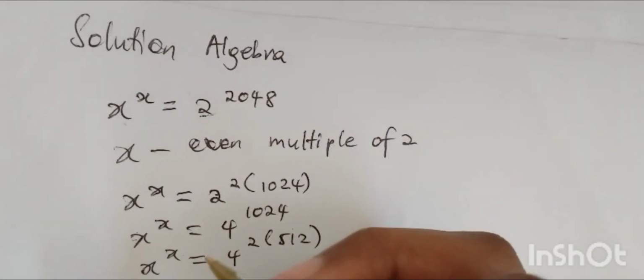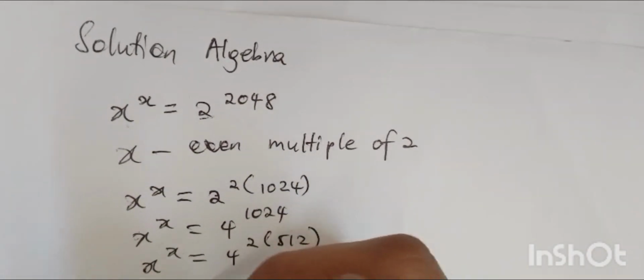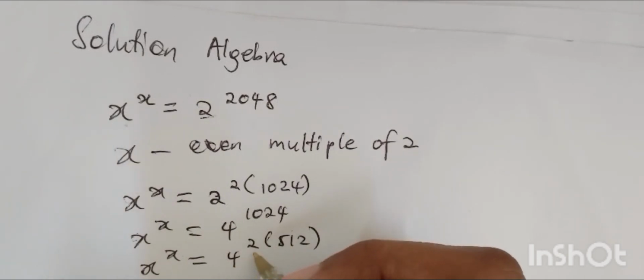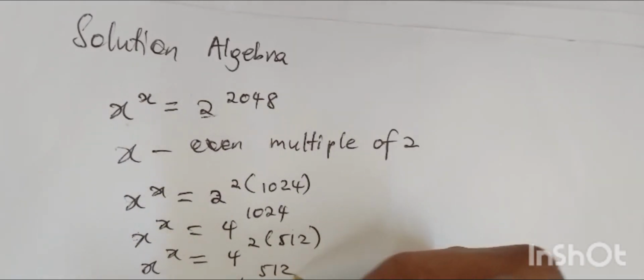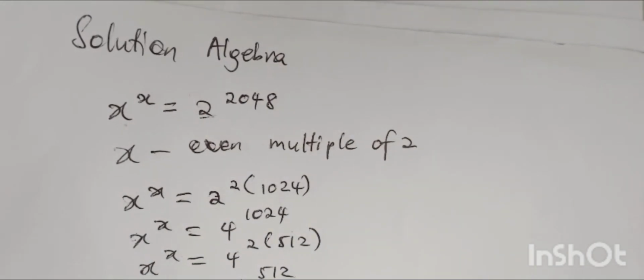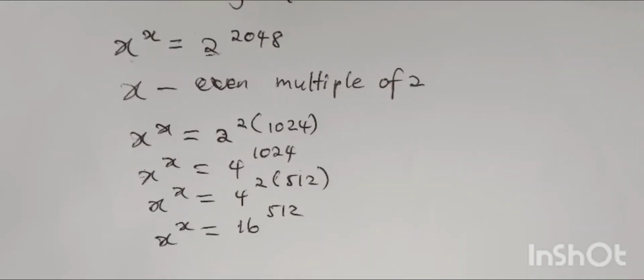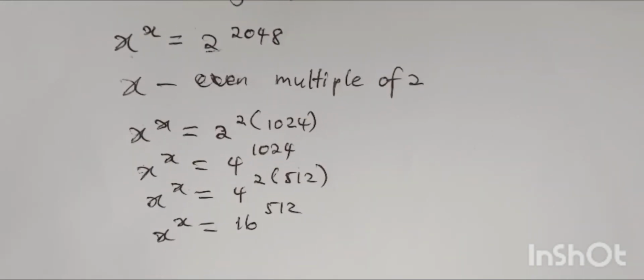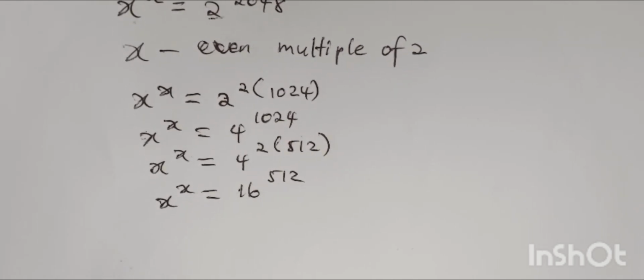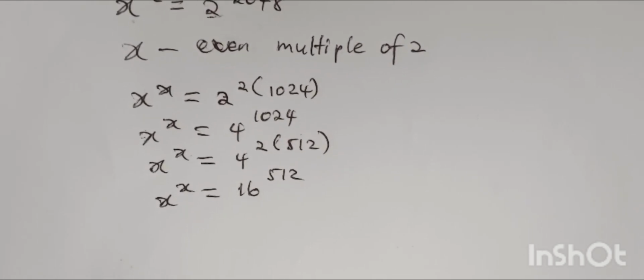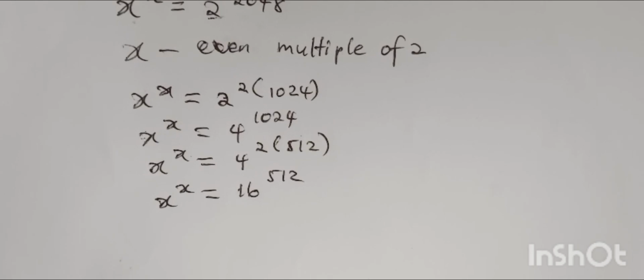Which is equal to, what is 4 raised to 2? It's 16, right? 512, right? So what do we have here? We have that x raised to x is equal to 16 raised to 512.